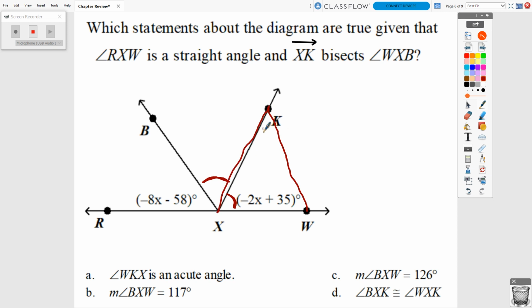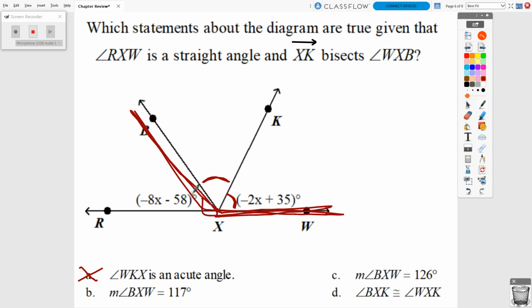Angle WKX. So this angle right here, that's not really even an angle that's present in the diagram. Did they mean WXK? No, they said WKX. So I will say that there's not even that angle present in here. So I would automatically throw this one out the window. Now, answer choice B, angle BXW, BXW. So this big angle right here is 117 degrees.